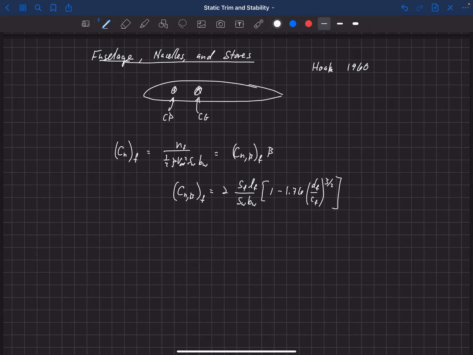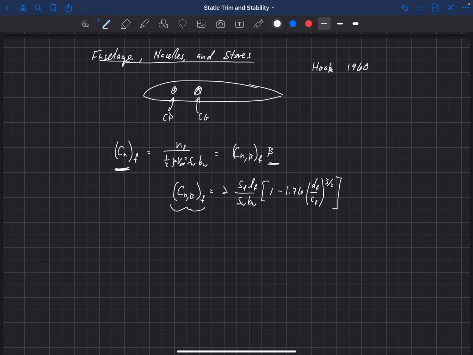Okay, so we're just basically saying that this is our yaw stability derivative. This is the influence of the fuselage on our yaw stability derivative, and you can multiply that by beta to get the actual yawing moment due to the fuselage.